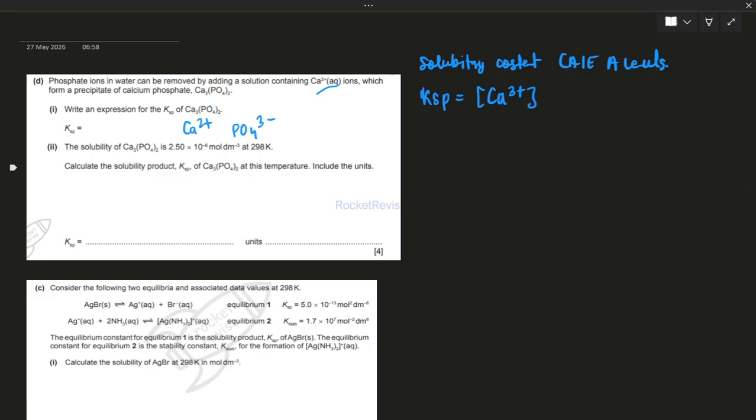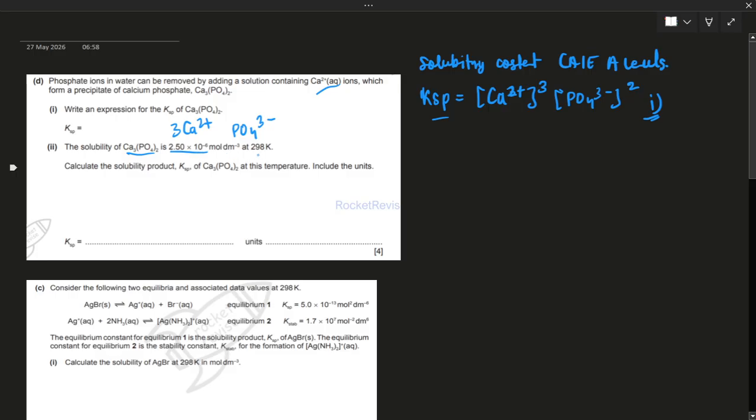Now we have 3 calcium 2+ ions, therefore we cube it, and then we have 2 phosphate ions, therefore, I apologize here, it's actually 3 calcium 2+ ions and 2 phosphate 3- ions, and here you just square it by 2. This is basically going to be question I. This is how you answer question I. It's very simple. We're going to go over this a couple of times in other questions where you do the same exact thing.